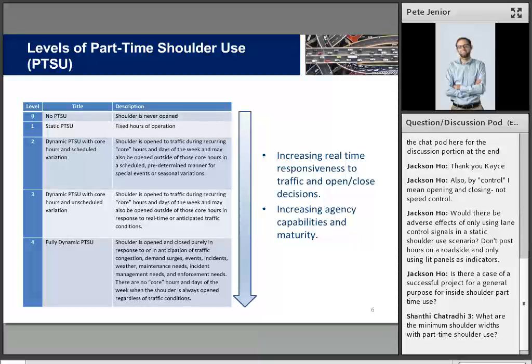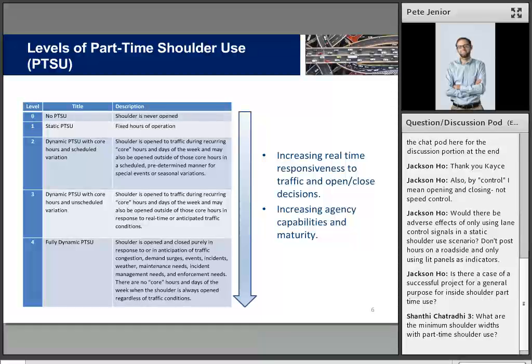You could communicate that to all stakeholders. There wouldn't be any real-time decision-making. You would know on this particular day, I'm going to open outside of my normal hours. If an agency is new to shoulder use, or at least new to dynamic shoulder use, that may be a good way to ease in and get everyone comfortable with the dynamic aspect of the facility.